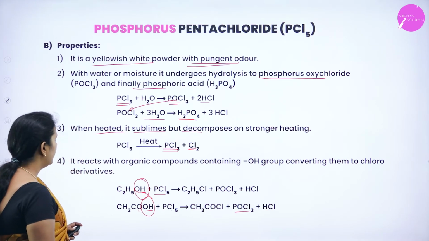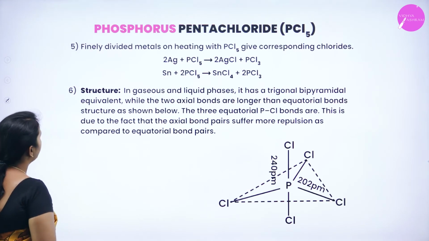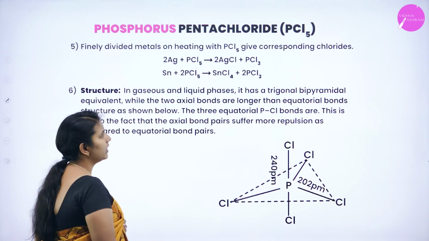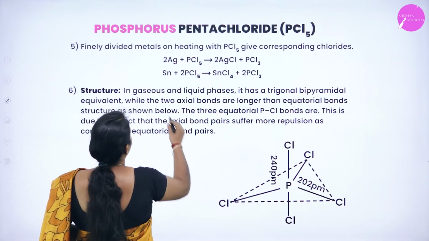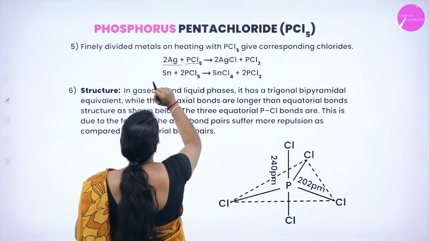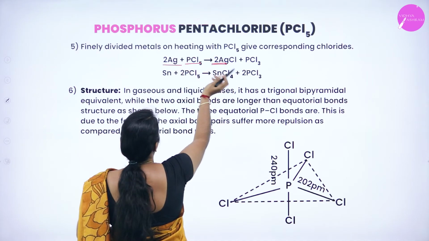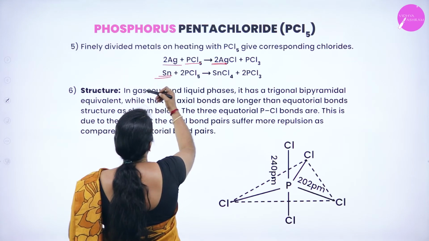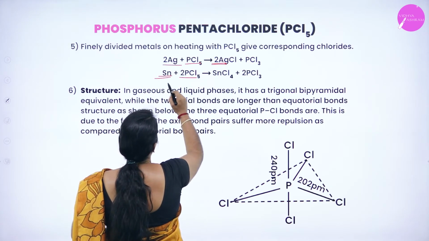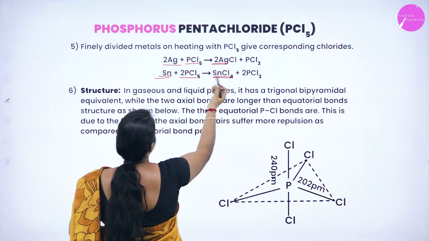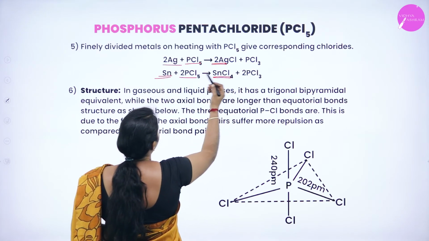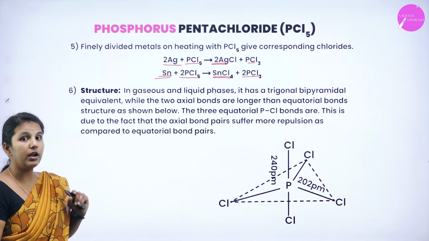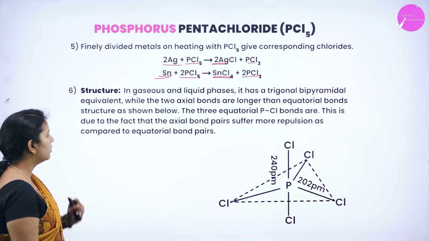Okay. Coming to the next reactions, finely divided metals upon heating with PCl5 give rise to the respective chloride. Here I have taken silver which is allowed to react with PCl5 which gives silver chloride and also the formation of PCl3. Similarly, tin, that is Sn, is allowed to react with PCl5 and forms SnCl4 and also PCl3. You can see that this PCl5 undergoes decomposition to give phosphorus trichloride.